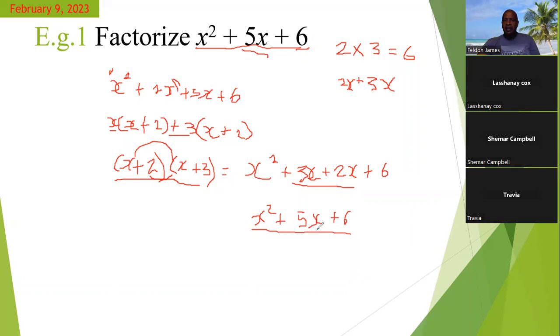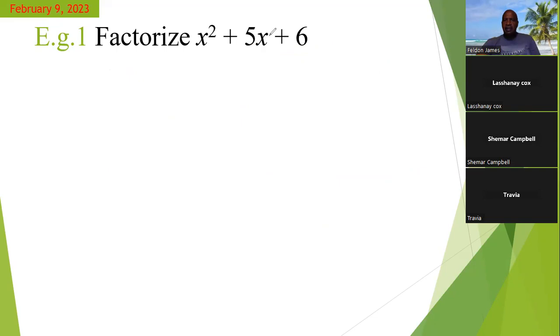When you add them, you get the middle term 5. So that's kind of the technique that we use to reverse quadratic. All right, any questions, guys? Is it straightforward what we just did?